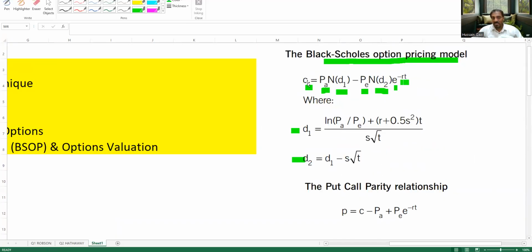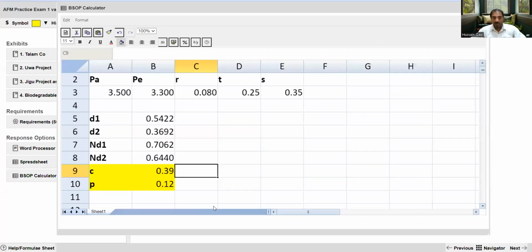Second one, this is the call option value. Another one is about put call parity. That is call option minus PA plus PE, E minus RT. So even if you require the put option, you don't need to work it out, because put parity is also built into this BSOP calculator. So that should be very much clear.